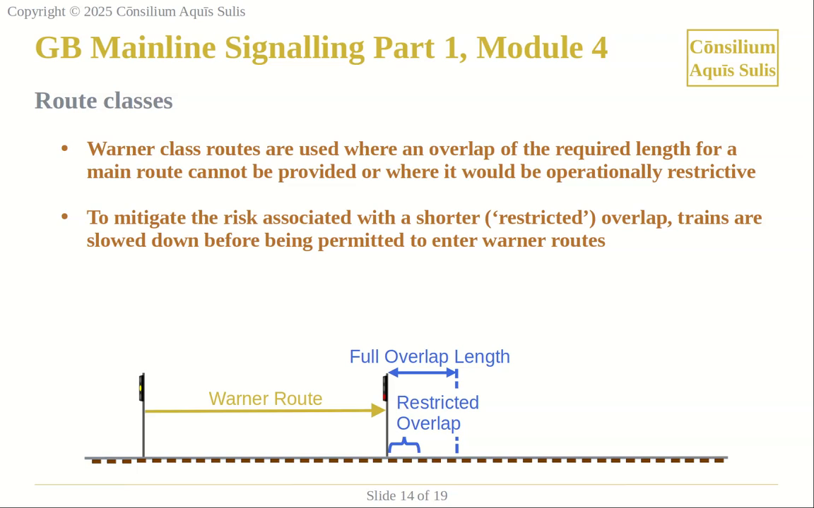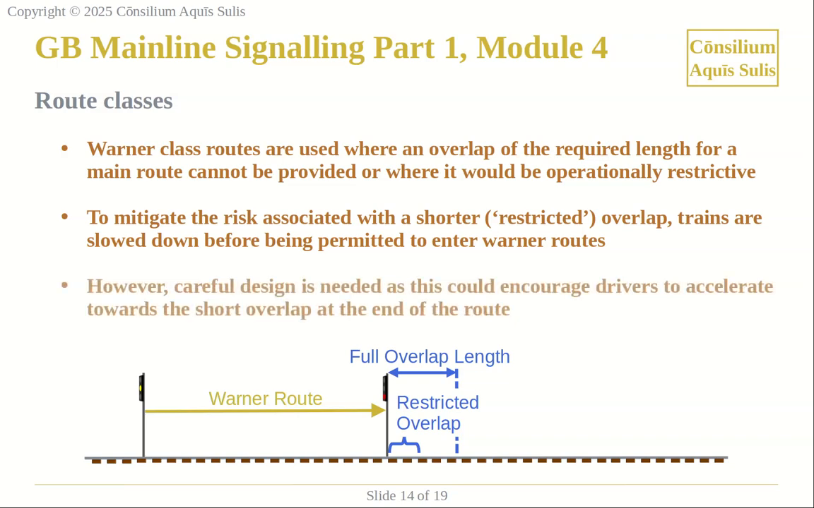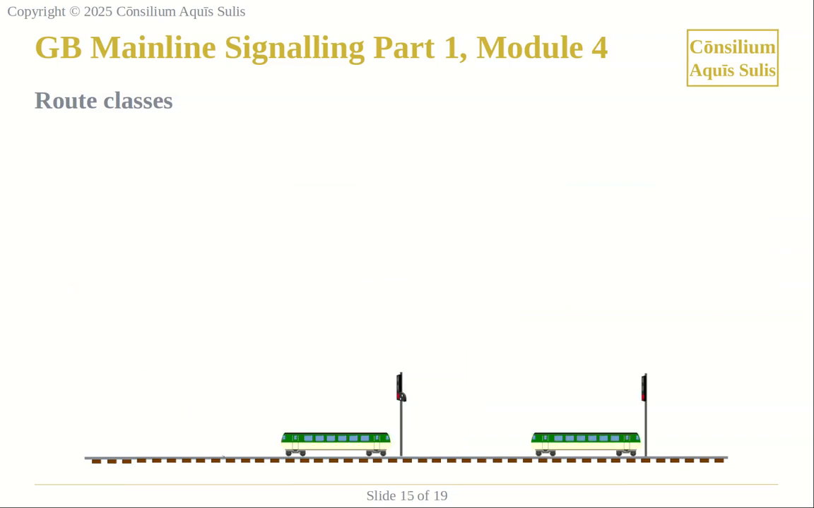And the main difference between a main route and a Warner route is that trains entering a Warner route are slowed down before being permitted to do so, to mitigate the risk of having a shorter overlap. But this in itself requires some careful design, because slowing trains down could potentially encourage them to accelerate at exactly the point where you don't want them to, actually approaching the shorter overlap.